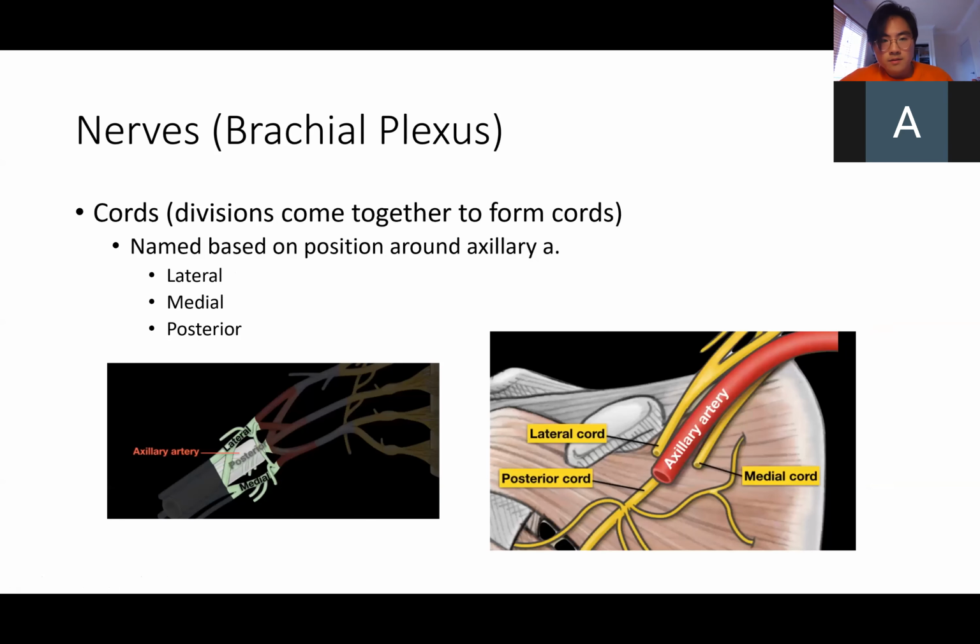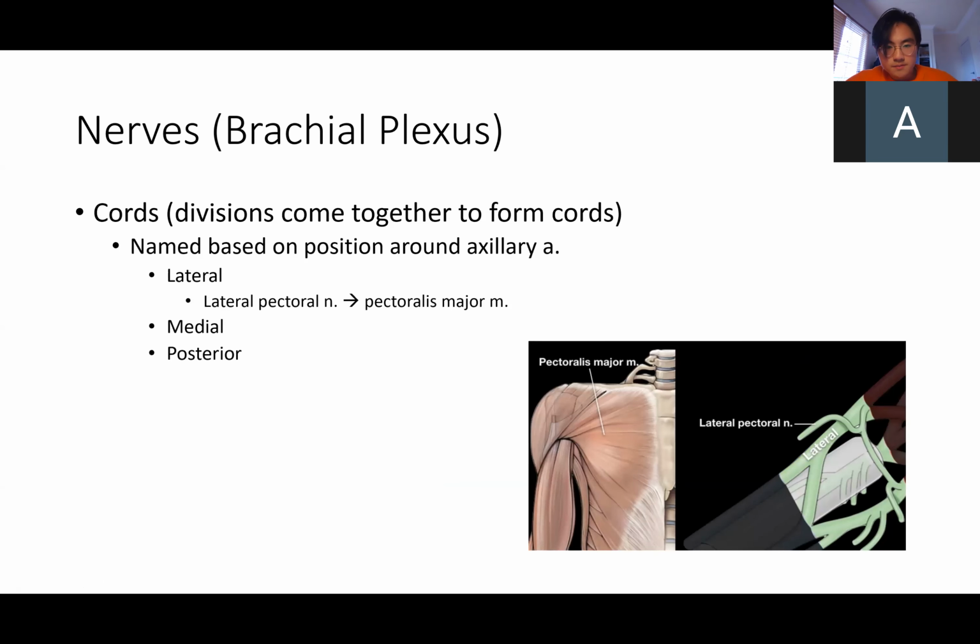Now, the important part of the brachial plexus to know is the cords. And what's really important to know here is that the cords are named based on how they're arranged around the axillary artery. Okay, so the posterior cord is posterior to the axillary artery. The medial cord is medial to the axillary artery, and the lateral cord is lateral to the axillary artery. And cords are really important to know because they're what give rise to your branches, right? So the nerves that we know, so radial, axillary, etc.